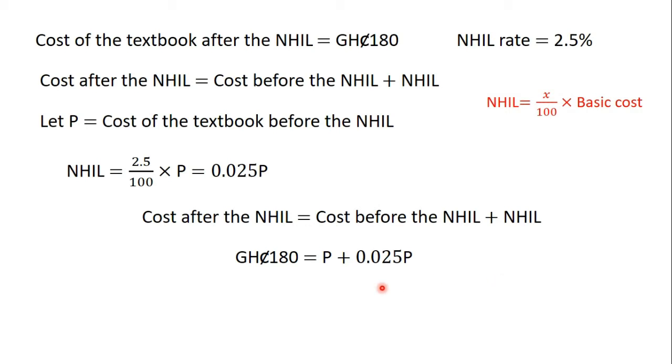We learned from algebra that P plus 0.025P will give us 1.025P. So 180 Ghana cedis is equal to 1.025P. You can also say that 1.025P is equal to 180 Ghana cedis. We want to find the value of P. So you divide both sides by 1.025. You divide the left hand side by 1.025 and you divide the right hand side by 1.025.